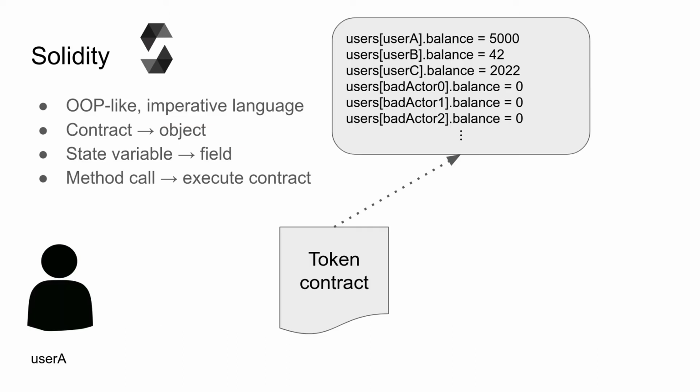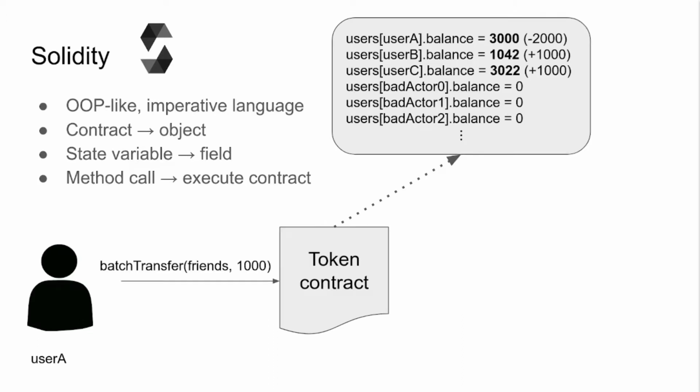Most contracts are implemented in an object-oriented imperative language named Solidity. A smart contract is encoded as an object of a constructor, state variables, i.e. fields, and methods. For example, a token contract might have a method called batchTransfer, which a user can call to move funds from their account to several other users' accounts.